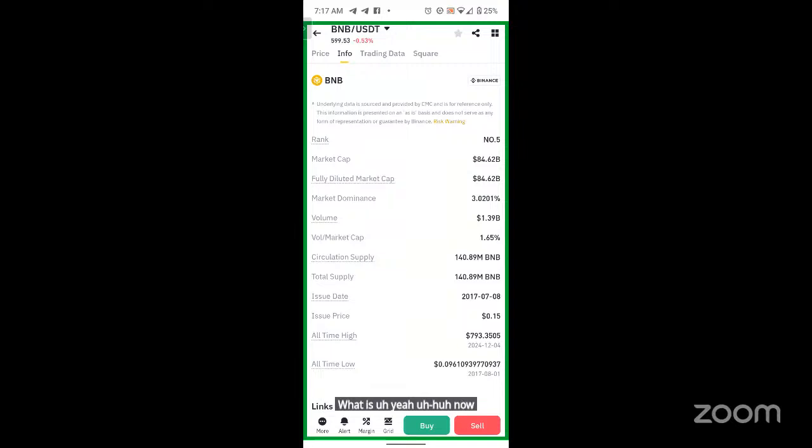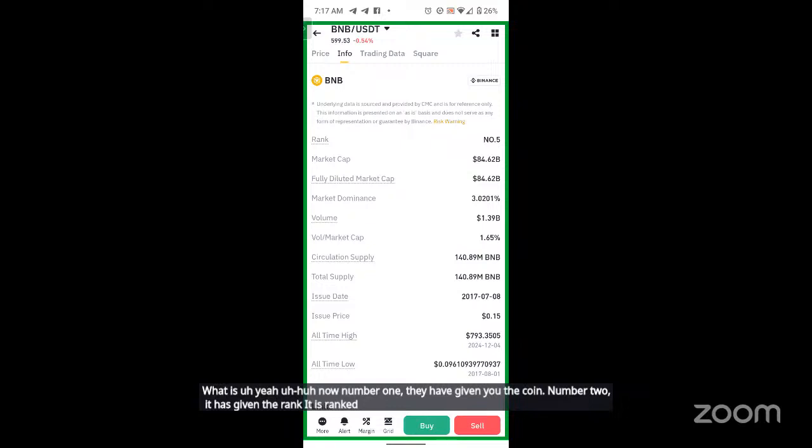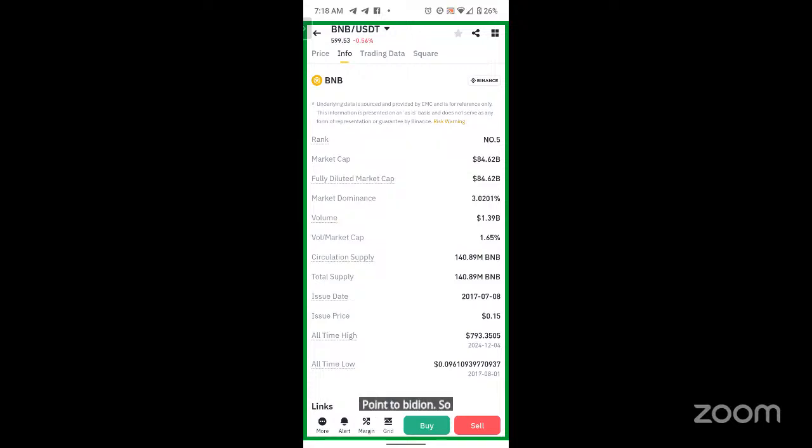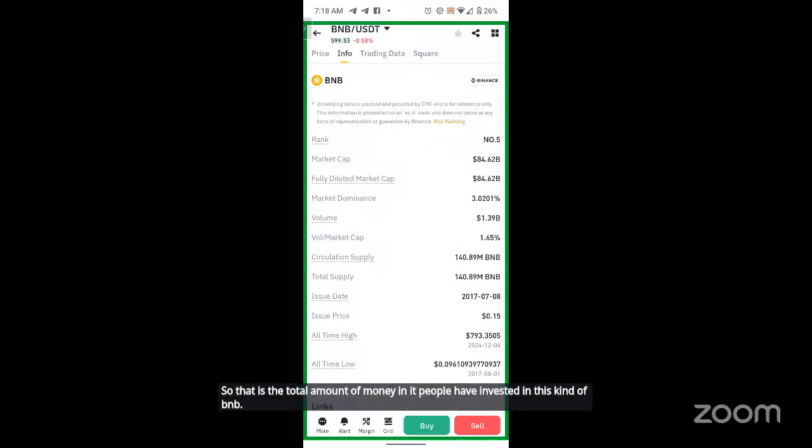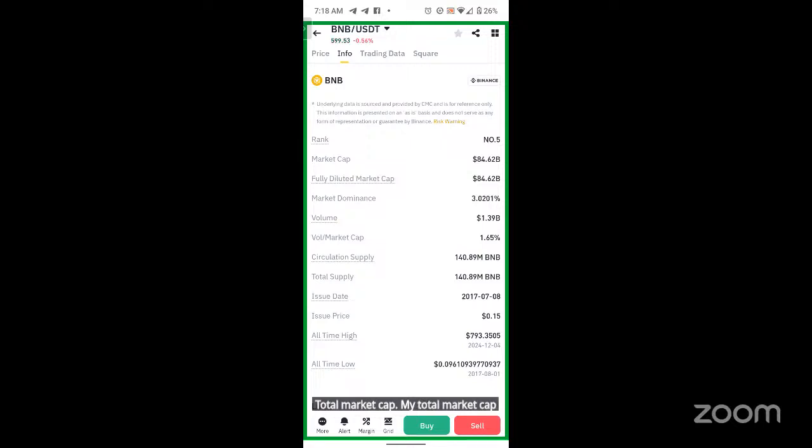Number one, they have given you the coin. Number two, it has given you the rank. It is ranked number 5 on CoinMarketCap. Its market cap is now 84.62 billion. That is the total amount of money people have invested in this coin, BNB. The total amount of money invested in that coin at that particular time is called the market cap, 84.62 billion.